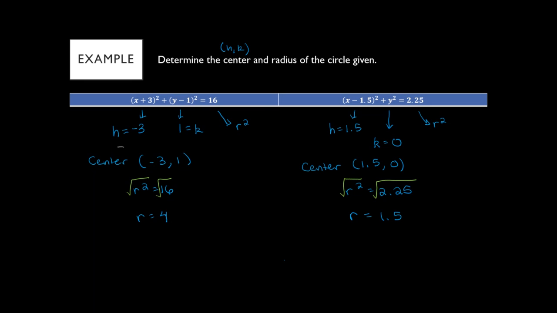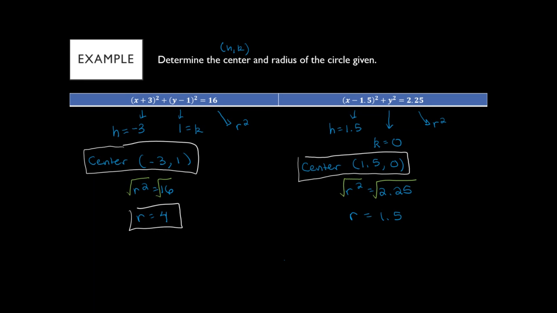So if you're given an equation, finding your center and your radius is actually quite simple. It doesn't involve a lot of math at all. The hardest part is just using your calculator to take the square root. So it's really pretty simple.